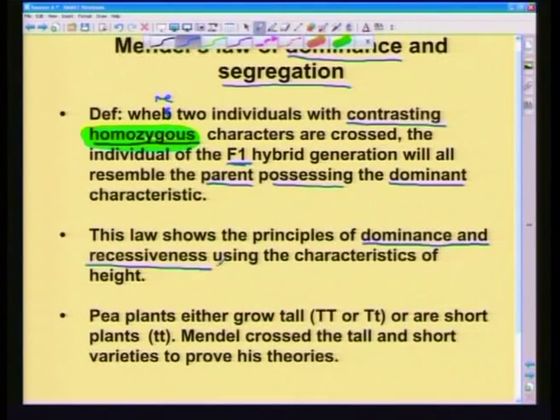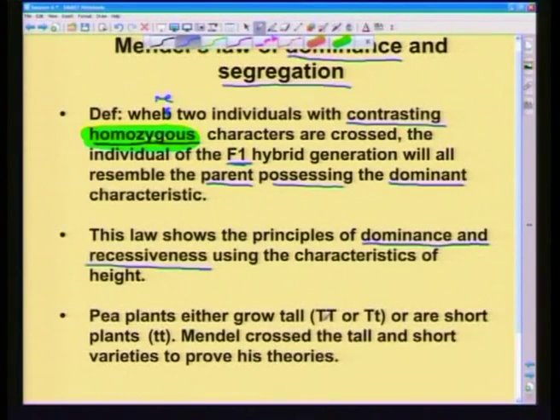Now, that's what Mendel used. Remember, we're looking at him and his use of garden peas. He used tall garden peas and dwarf garden peas, and he then mixed the 2 together. Pea plants grow either tall or short. So here they'd be homozygous dominant, here they would be heterozygous, and you have your tt, which is your homozygous recessive, the little dwarf plants. Mendel crossed the tall and the short varieties to prove his theories.